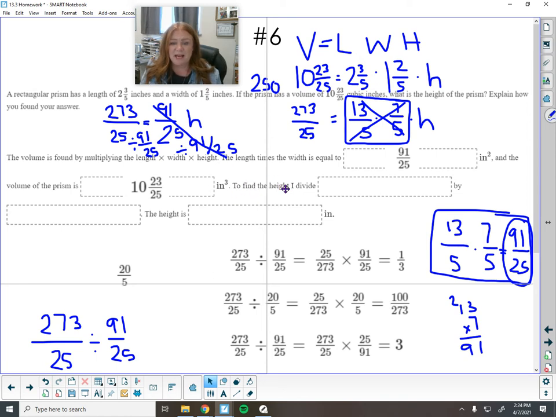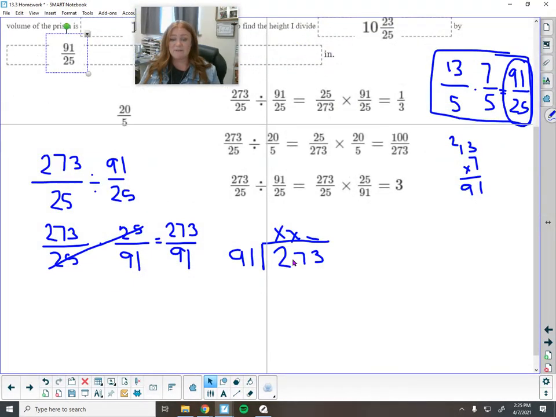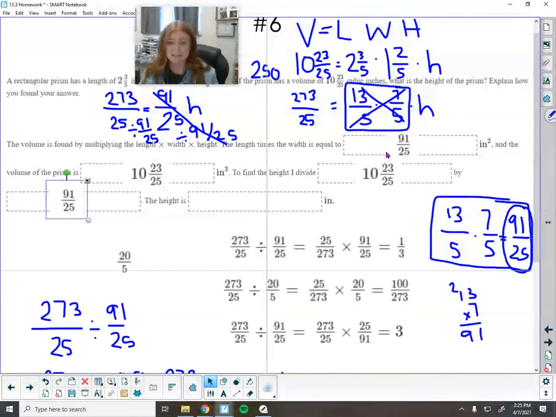To find the height, we're going to divide the total. So we need this one again. We're taking the total and we're dividing it by 91/25. And then the height is which one of these? So when you did 273 divided by 91, which answer was that?